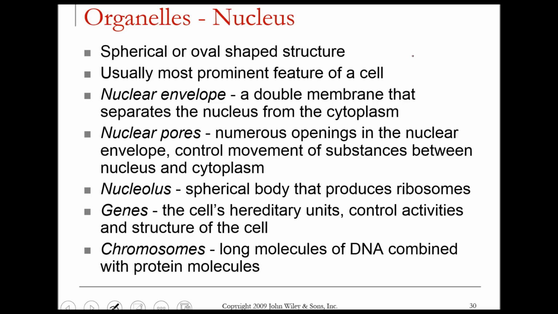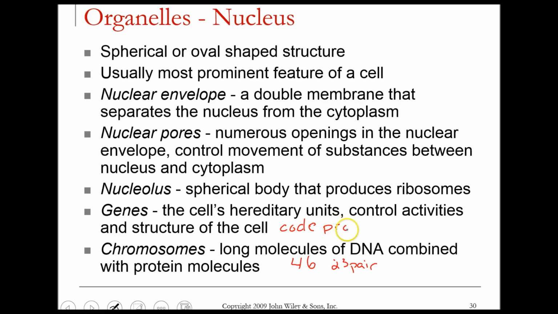So a really important thing that the nucleus contains will be your chromosomes, those long molecules of DNA combined with protein molecules. So how many molecules of DNA does a human have? That's right, 46 total. How many pairs do we have? That's right, 23 pair. On those chromosomes, you'll find the genes, the cell's hereditary units. So these are sections of the chromosomes that will code for a structure, and the structure that they will code for will be proteins. So genes actually code for proteins.